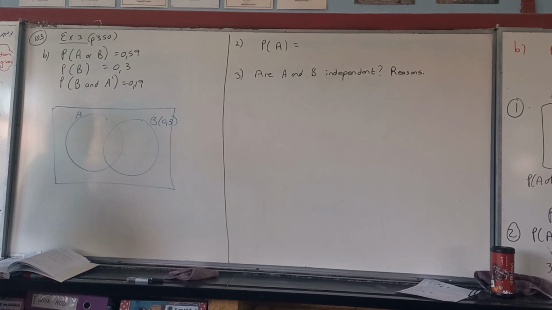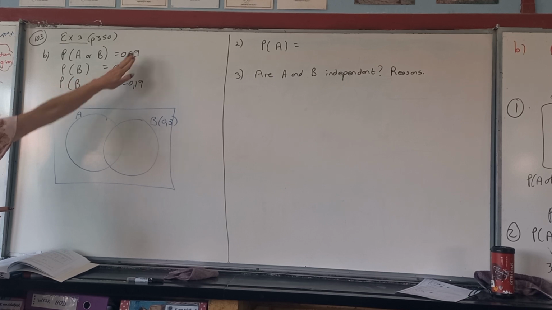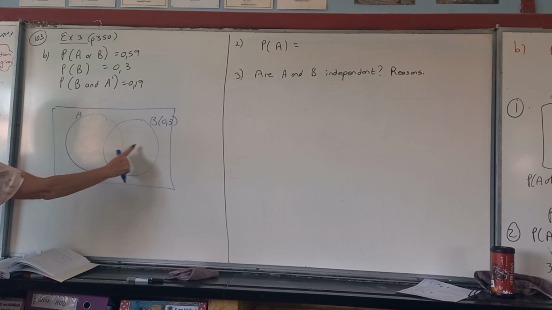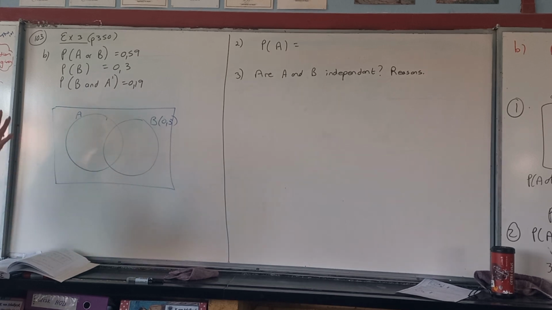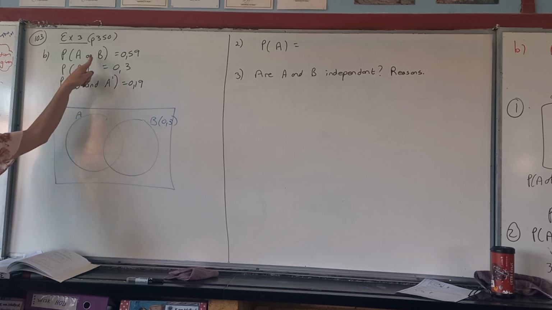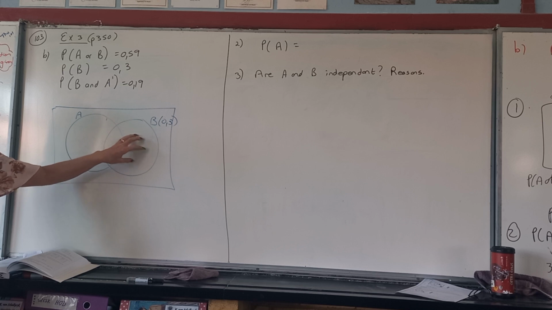Okay, but let's see. The OR part tells me that it's 0,59. So what is OR on the sketch? Everything added together. In a Venn diagram, OR means you add all three of those together, and AND means you look at what's in the intersection. So if they tell me OR 0,59, it means that this plus this must add up to 0,59.